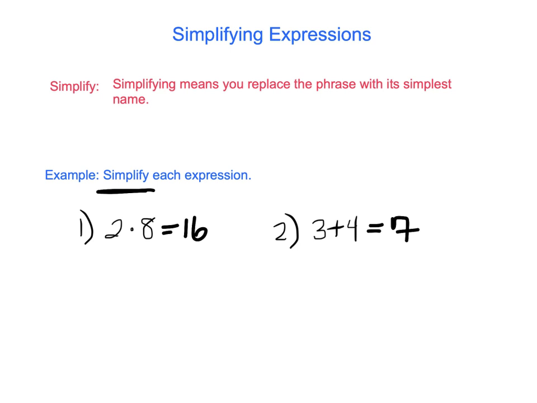You don't always have to write an equal sign either. It just may be that you do the 2 times 8 and that's 16. Or you do the 3 plus 4 and that's 7. This will come in handy when we start to solve equations.